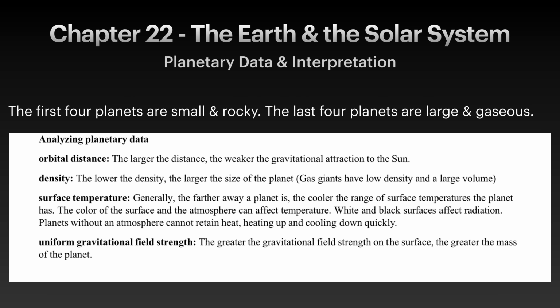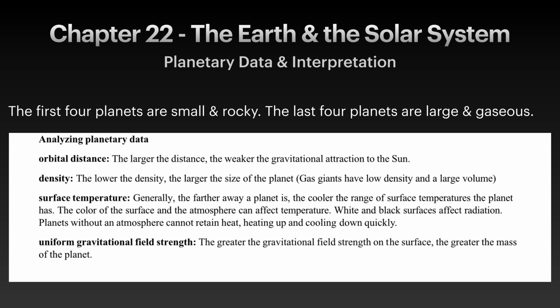In this slide, we have some planetary data and interpretation that has been done by scientists. The orbital distance: the larger the orbital distance, the weaker is the gravitational attraction towards the Sun. And then the density: the lower the density, the larger the size of the planet. Gas giants have low density and large volume.